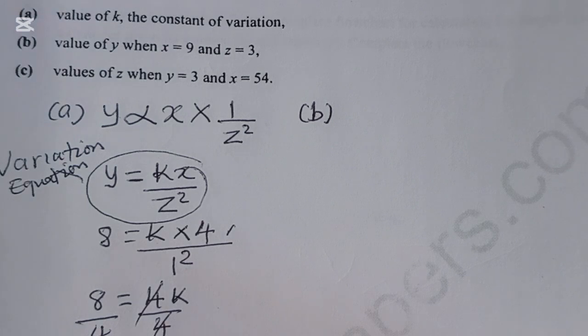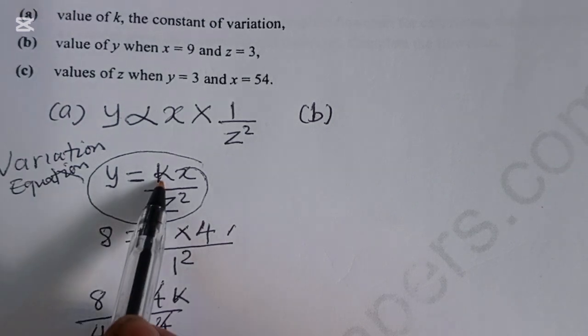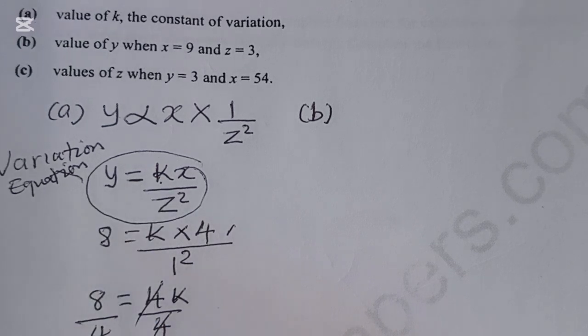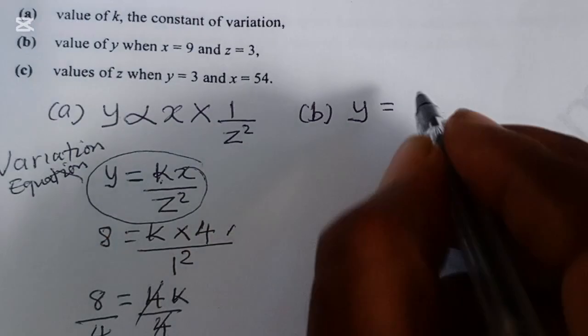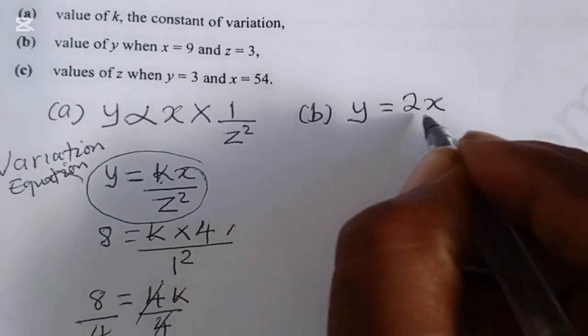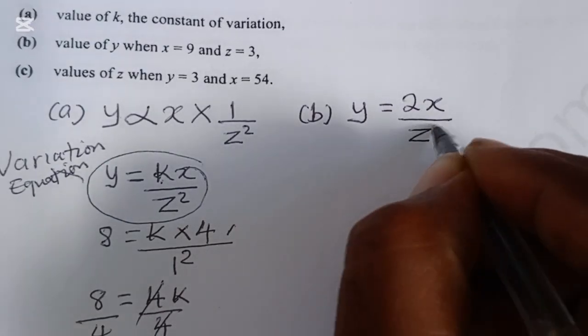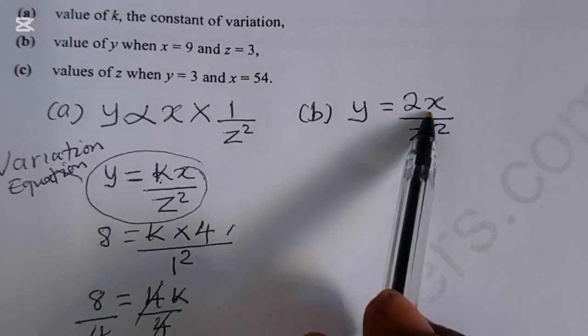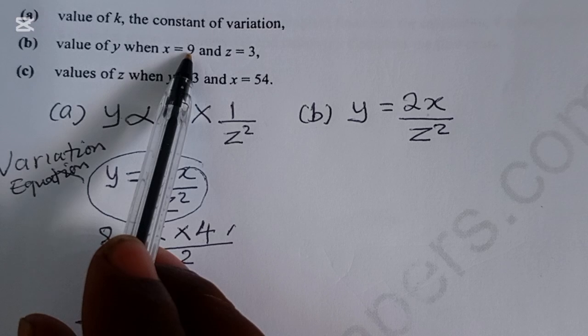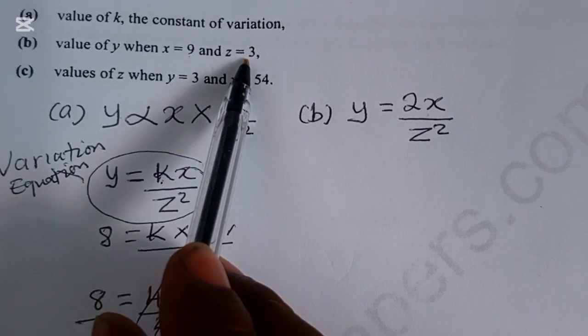So that is the variation equation. We have the value of k, which is 2. So y is equal to, where there is k, we substitute 2, x over z squared. Find the value of y when x is 9. Where there is x, I'll substitute 9. Where there is z, I'll substitute 3.